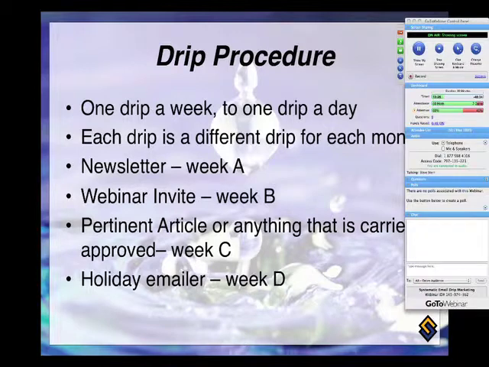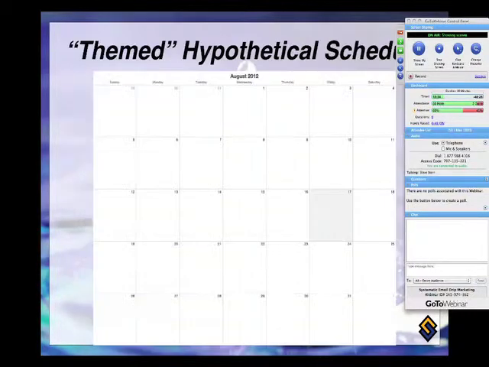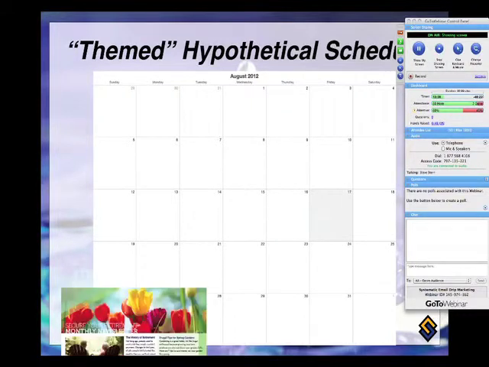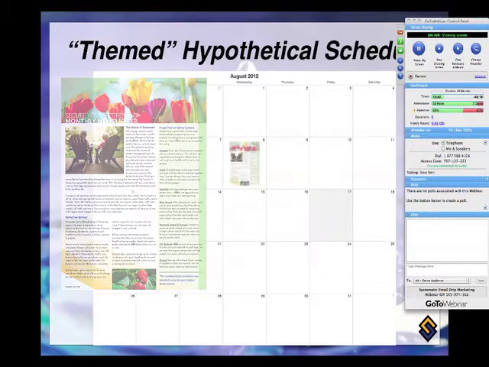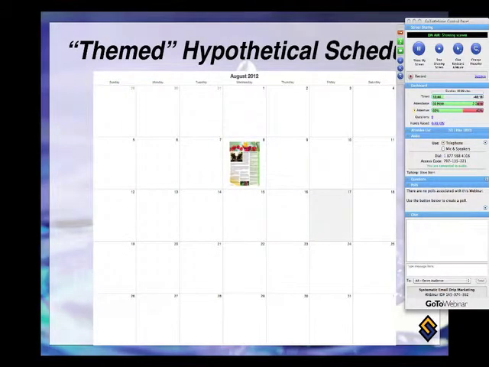I'm going to go over another type of methodology that you could approach as well, with some real exact dates that you can actually plug and play for next month if this is something you'd want to get started with. So that being said, here's the themed hypothetical schedule. Again, we're going to go with the monthly newsletter. Let's say we're going to send that out August 8th.